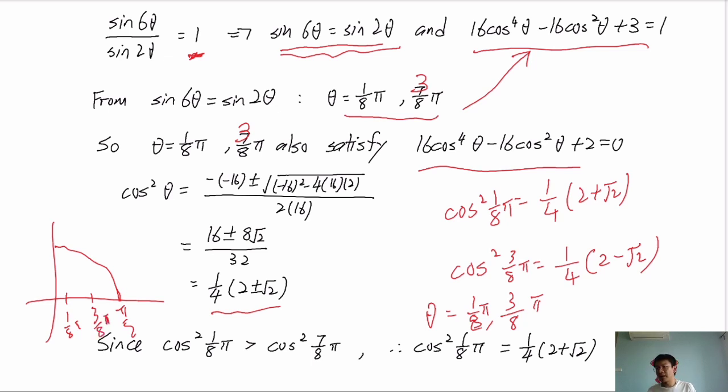Okay, so this is why we actually take the 1 over 8 pi for the plus, and the 3 over 8 pi to be the smaller one, which is the negative, 2 minus root 2 for that one. So that would be for the second question here.